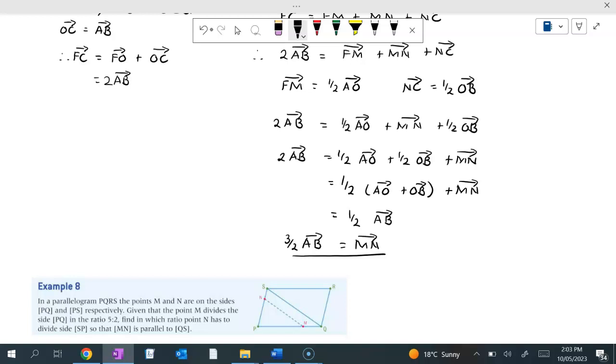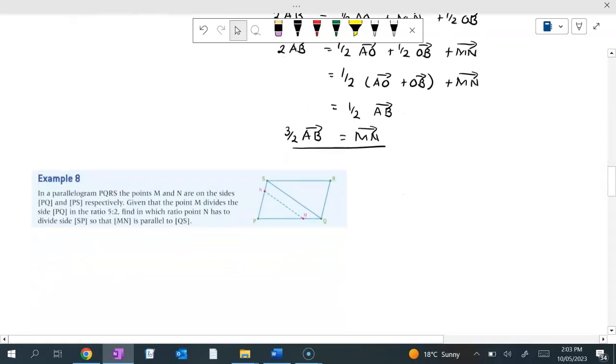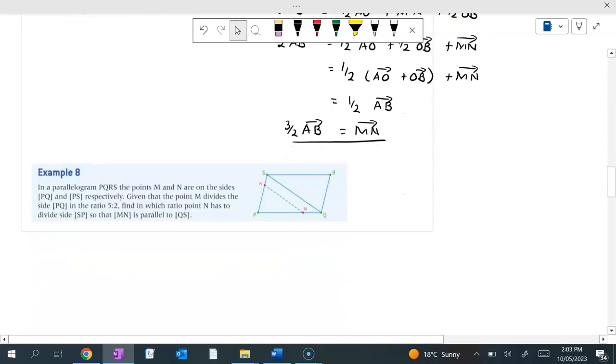Okay, moving on with the next question. In a parallelogram PQRS, the points M and N are on the sides PQ and PS. Given that the point M divides the side PQ in the ratio 5 is to 2, so that's 5 lots, that's 2 lots. Find which ratio N has to divide side SP so that MN is parallel to QS. So we're assuming that MN is parallel to QS. Now I just realized I put the 5 and the 2 on the wrong side, so this is 5 and that's 2.